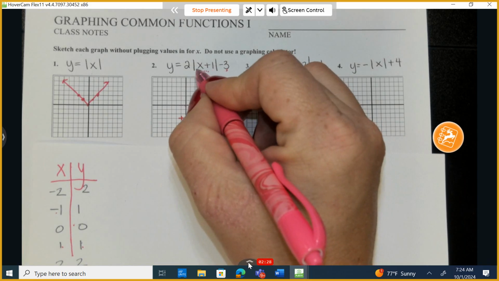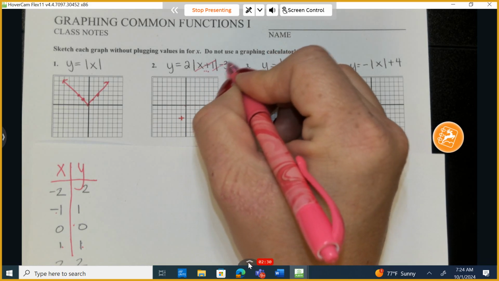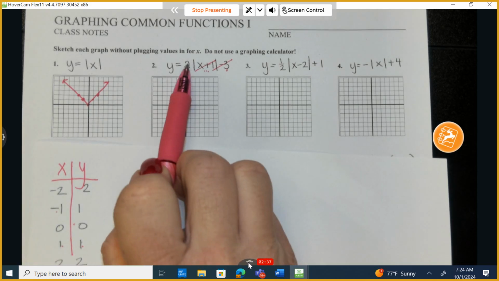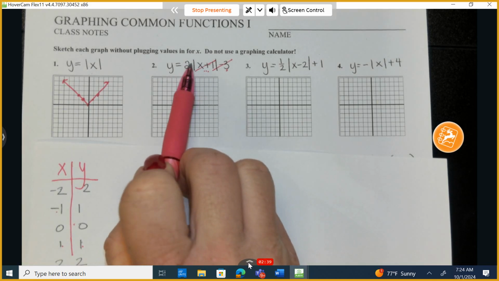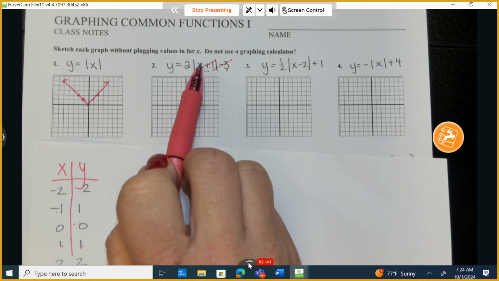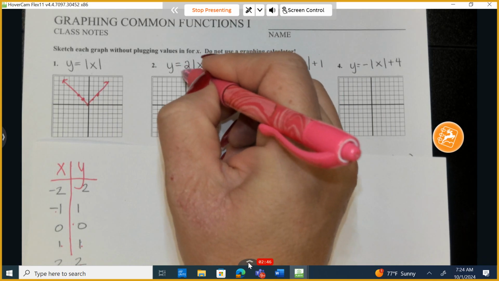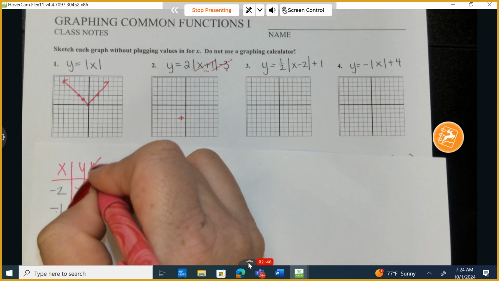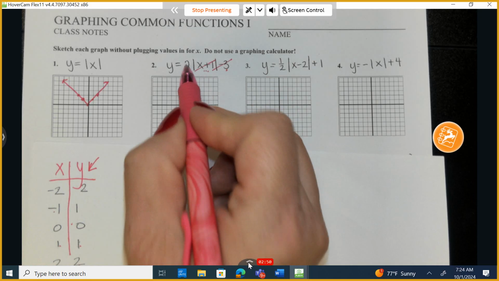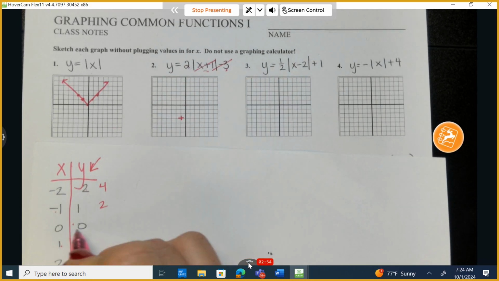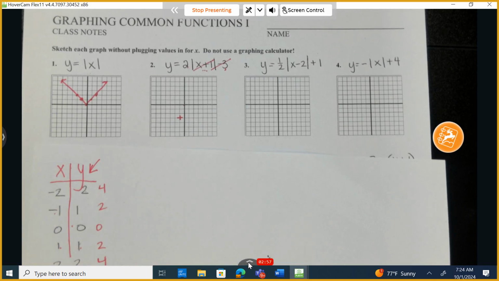And I'm going to come up here if you were gone on Thursday or didn't understand the lesson. I'm actually going to cross out those 2 pieces. The next thing I have to do is I have this value out front that is stuck to the absolute value, and it's going to impact how fast it rises. This value out front needs to be multiplied by the y's. So 2 times 2 is 4, 2 times 1 is 2. I'm going to multiply each of these times 2.